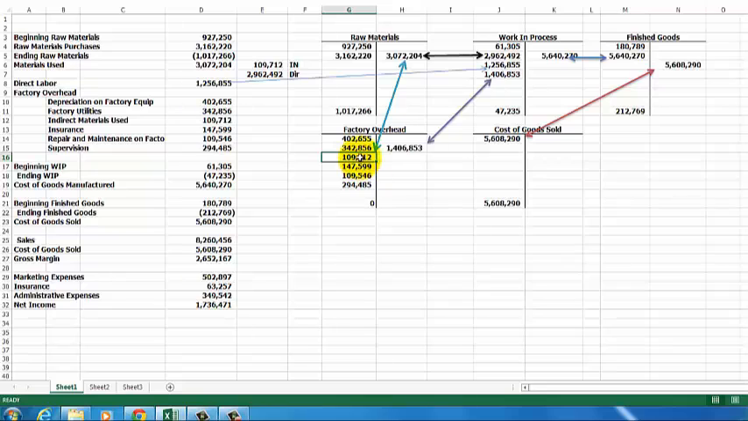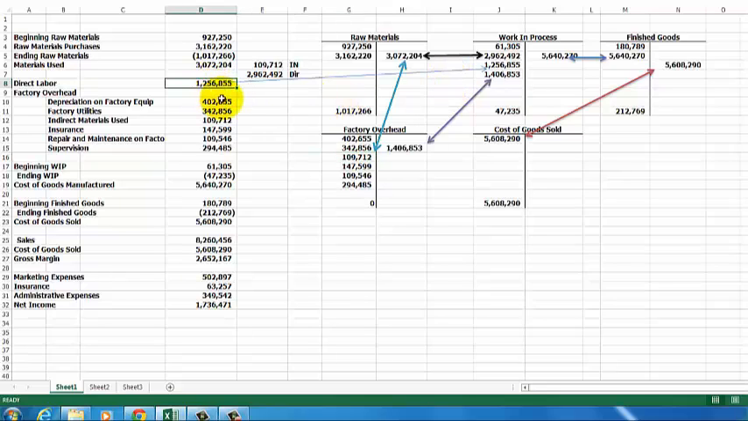Indirect costs go to factory overhead because the point is you cannot directly trace them to a cost object, so we put them in factory overhead and then allocate them. That's much of what we will spend some time on in later chapters, the process of allocating.